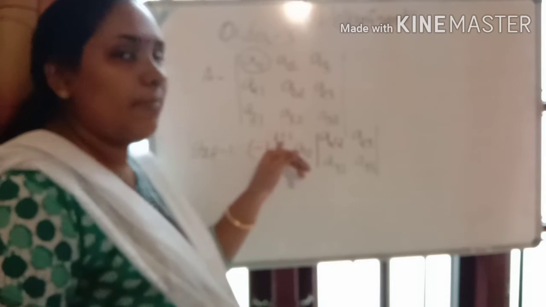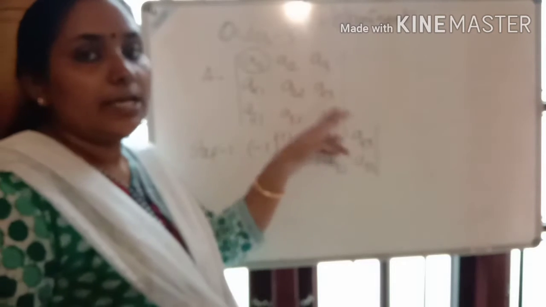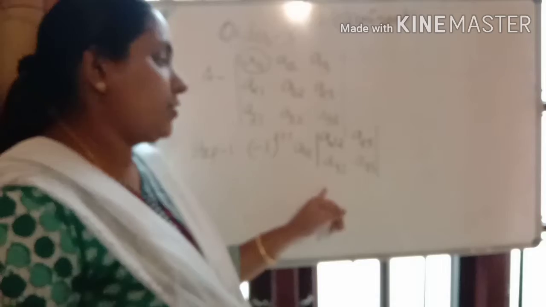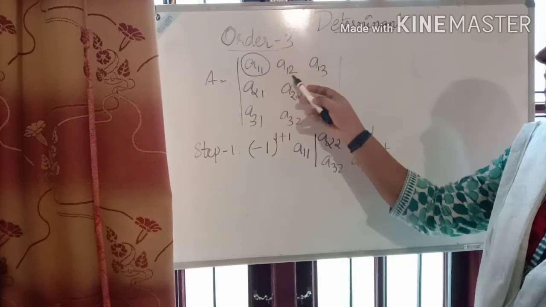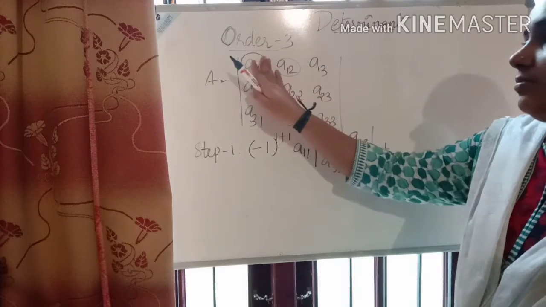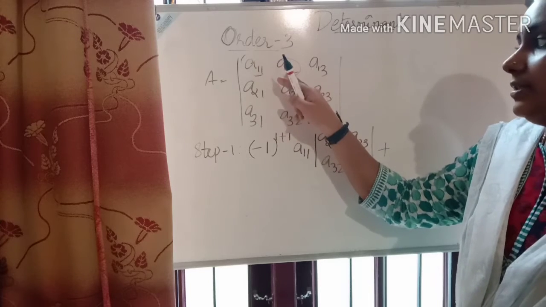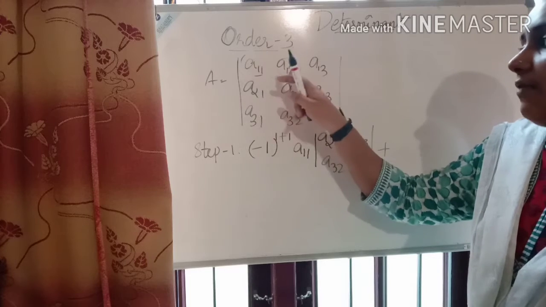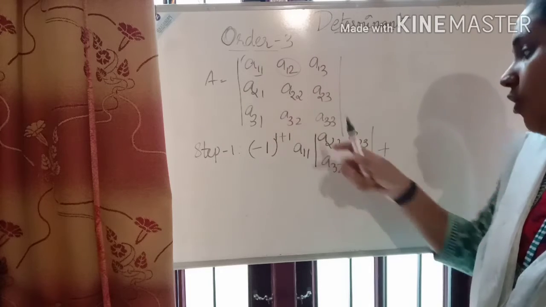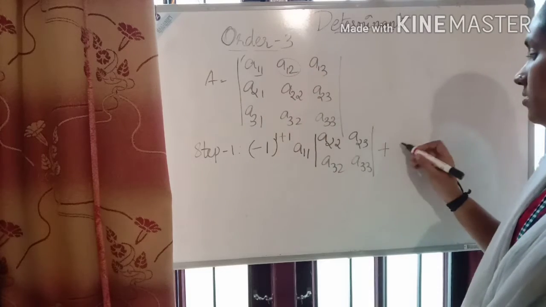Minus 1 whole power 1 plus 1, A11 into the remaining determinant, that is A22, A23, A32, A33. Plus, next we are going to consider A12. When we consider A12, it is in the first row and second column. So eliminate the other elements except A12.